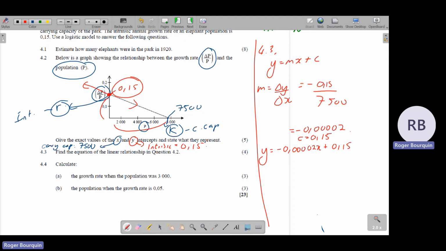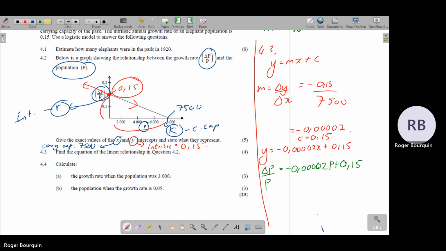But you can't do any of these questions if you don't recognize that your y-intercept is your intrinsic growth rate, your x-intercept is your carrying capacity value. But we're going to leave it in the right notation. What's your y value? It's the logistic growth rate, which is delta P over P. Okay, so delta P over P is going to be equal to negative 0.0002x plus 0.15. Not x, it should be P. Nearly done. Right, so off you go.